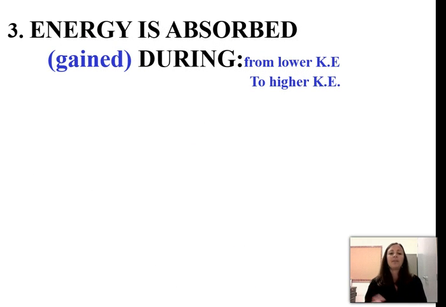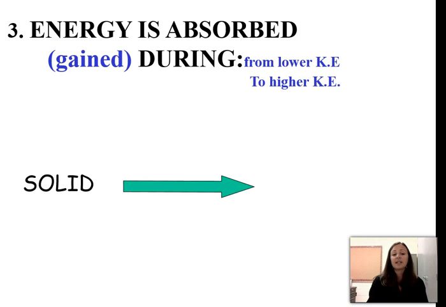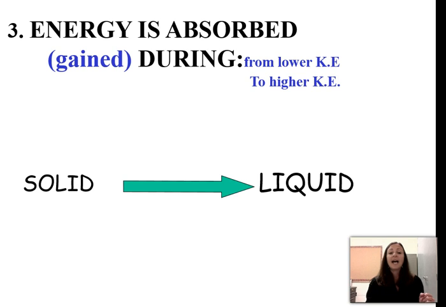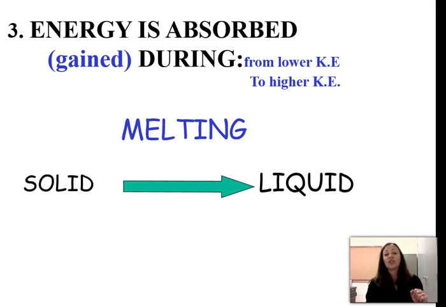Now, looking at the opposite, when we talk about energy being absorbed or gained during these processes, we're talking about going from a lower kinetic energy or a cooler temperature to a higher kinetic energy or a warmer temperature. And in this case, we need to add energy to make that happen. So we add energy to a solid, and it melts and becomes a liquid, from ice to liquid water. Similarly, we go from a liquid into a gas.